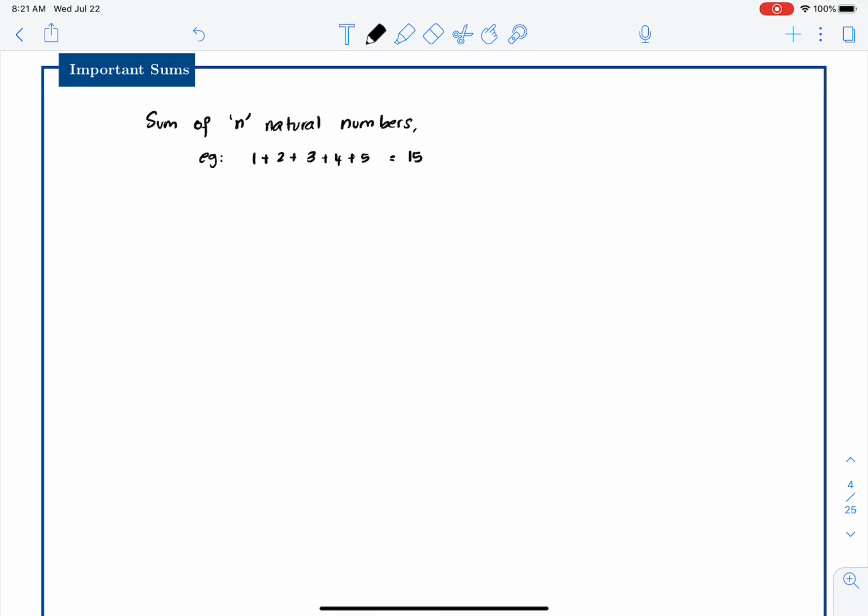We don't want to sit here and add it manually. So it's given by a simple formula. The formula is the sum i equals 1 to n of i, and that is simply n times n plus 1 divided by 2. The n in our example would be 5. So we would get the sum i equals 1 to 5 of i to be equal to this formula, n times n plus 1 over 2.